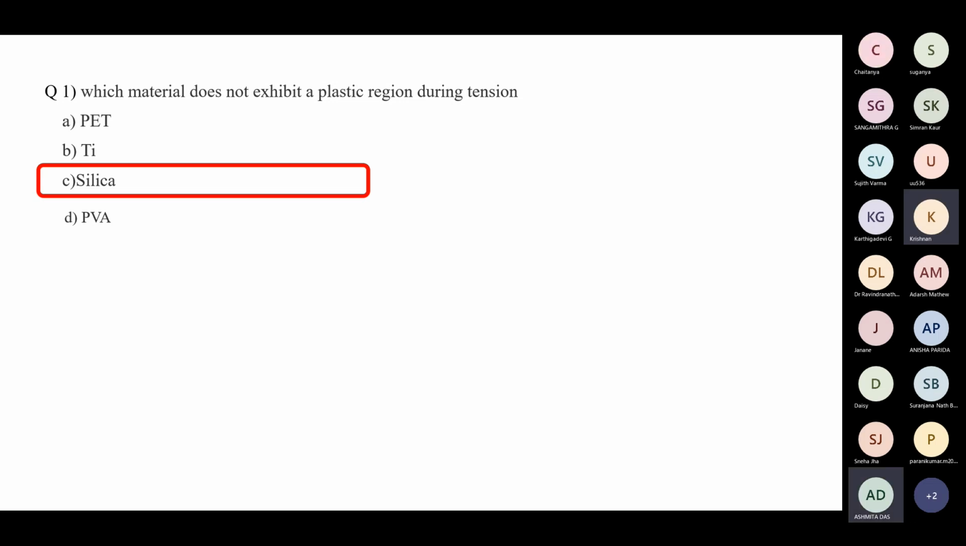Is it silica, madam? I ask whoever already knows the answer should raise their hand. I'll ask. Everyone, find the raise hand option in that bar menu, right? Krishnan, are you able to find the option to raise hand? One minute, madam.